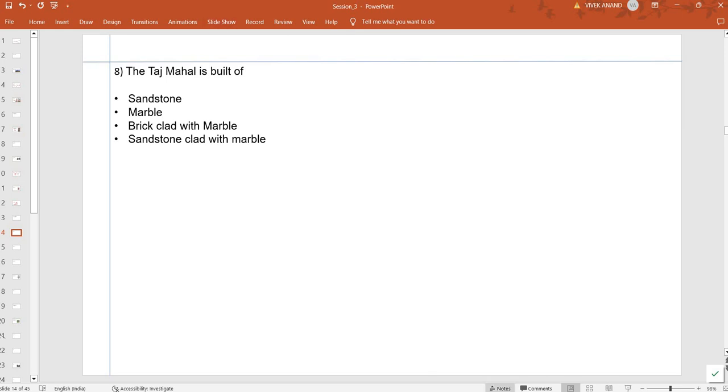Anyone, please. We are running out of time. It's already 7. We have 1 hour more left. Brick clad with marble. Why not marble? If you see the Taj Mahal, everyone says that it's made of marble only. You can see marble. Why brick clad with marble? Where can you see brick? Or if that is right, what was the reason that they made it with brick and then clad it with marble? Can you tell?